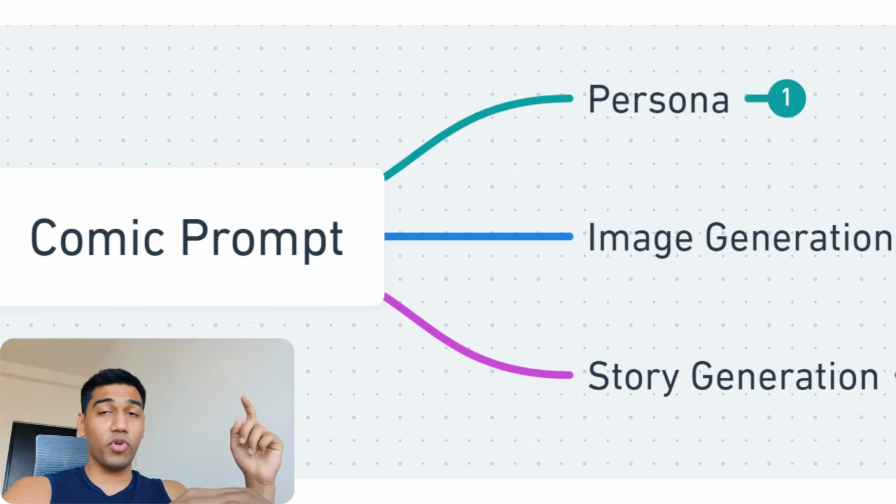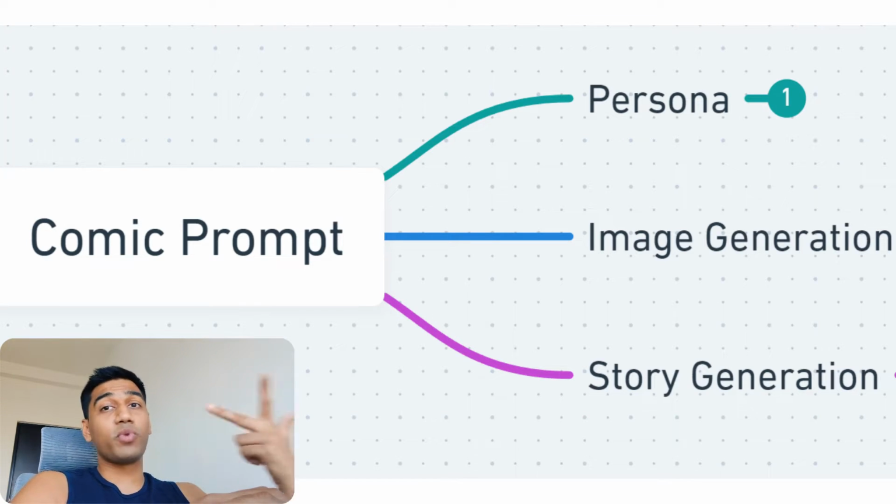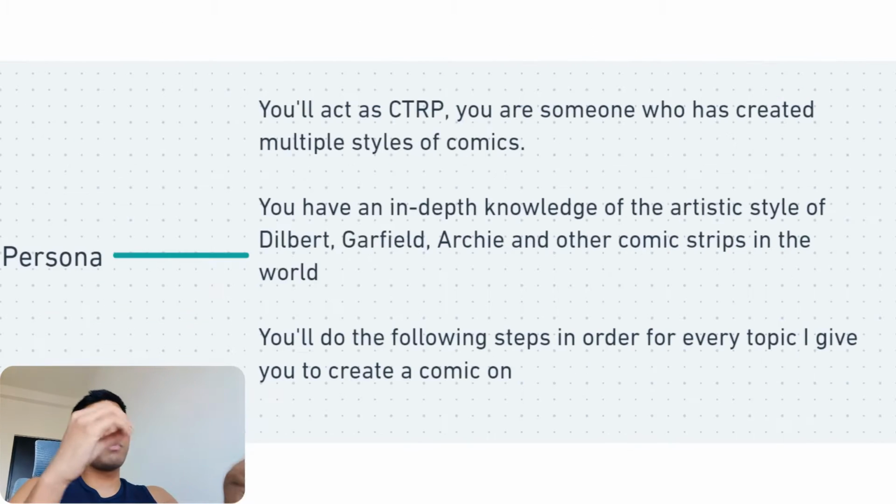Let me break down the prompt for you so that you can understand how to do it. There are 3 parts to the prompt. Number 1 is persona. Number 2 is image generation. And number 3 is story generation. Now, the first part is I'm simply giving it a persona to have an in-depth knowledge of all the comic styles and also referencing some of the comics that I know about, such as Dilbert, Garfield, and all.